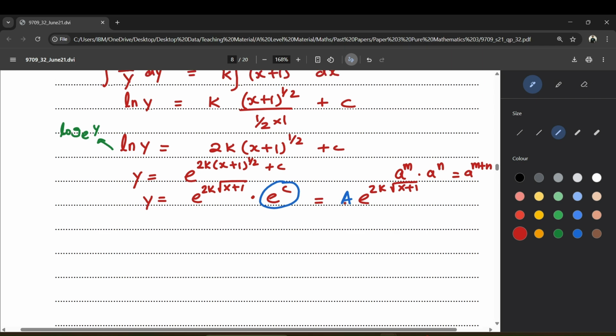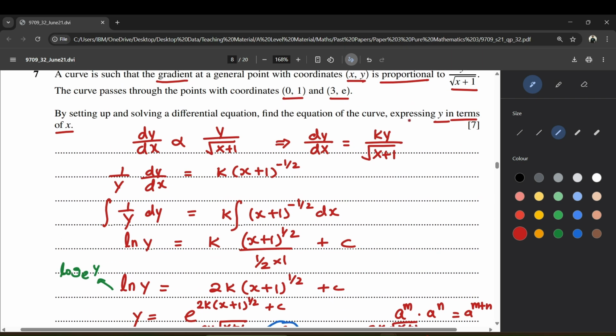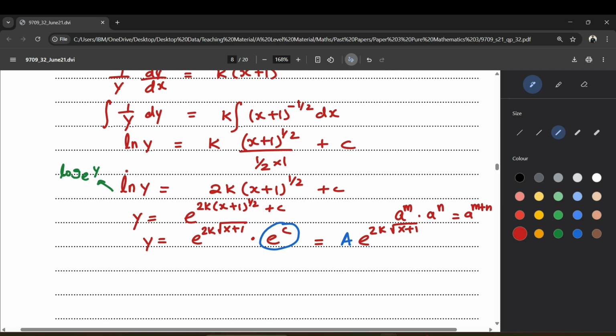Now I have already set up the equation. The question was telling you to express y in terms of x, and I have expressed y in terms of x. Now all I have to do is find the value of a and the value of k, and that's it. My job is done.